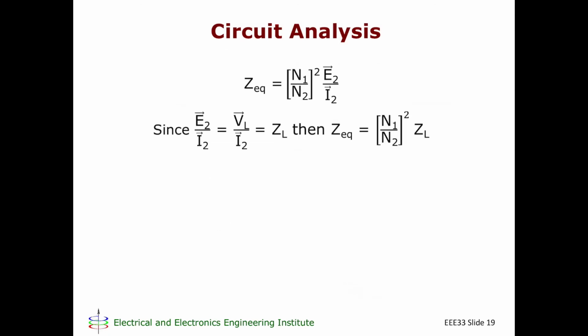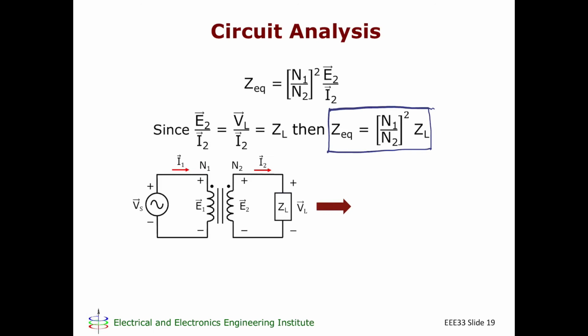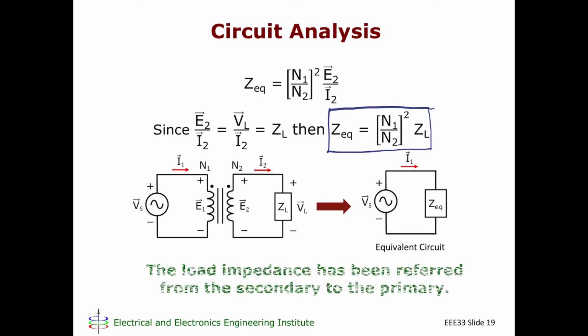Note that E2 over I2 is the load voltage divided by the load current, which should equal the load impedance. Thus, Z equivalent is N1 over N2 squared multiplied by the load impedance. What is the significance of this derivation? It means that if I have a circuit such as this, that is equivalent to this simplified circuit. From the perspective of the source, whether it is Z equivalent connected or this transformer circuit connected, the source will feel exactly the same thing, which is the essence of equivalence. In this case, we say the load impedance has been referred from the secondary to the primary. So we had an impedance at the secondary. We transferred it to the primary using this formula, and we are now able to get rid of the transformer.